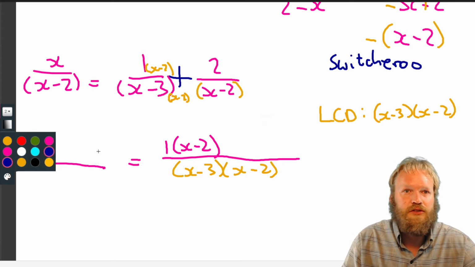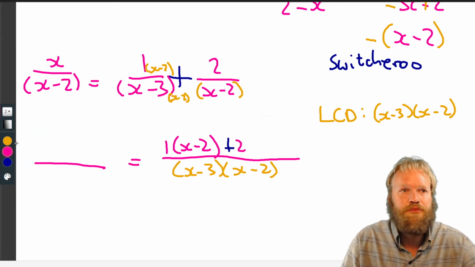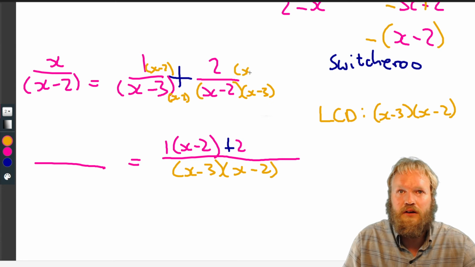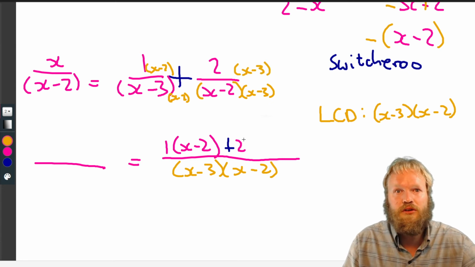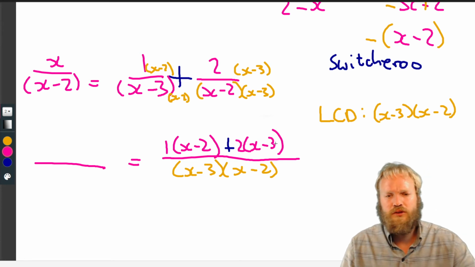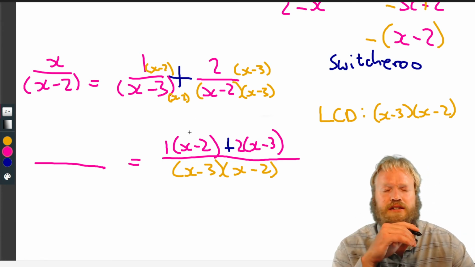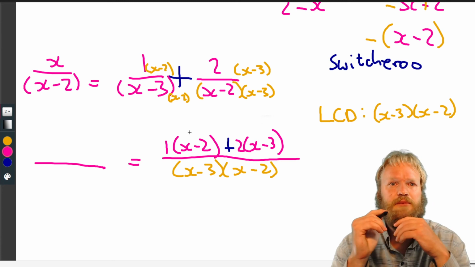And then for this one, we've still got that plus, we've still got that 2, and we still need to multiply this by x minus 3 on the bottom and the top. So we need to multiply that by x minus 3. So these two fractions on the right hand side are the same now.